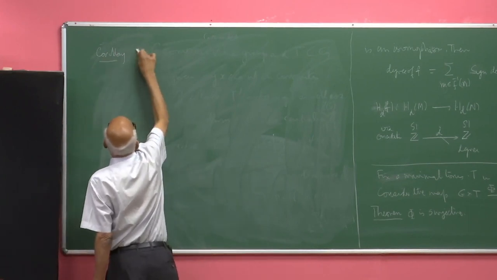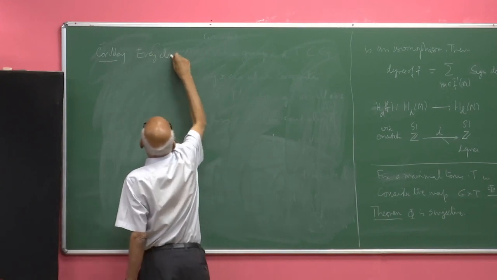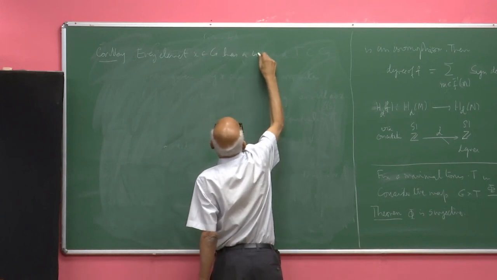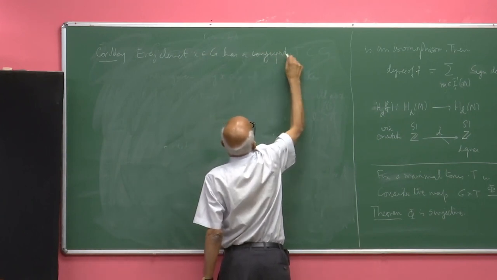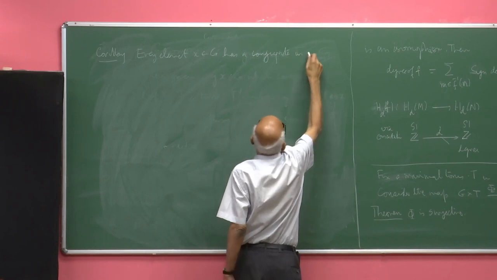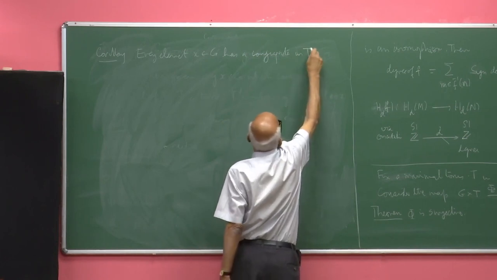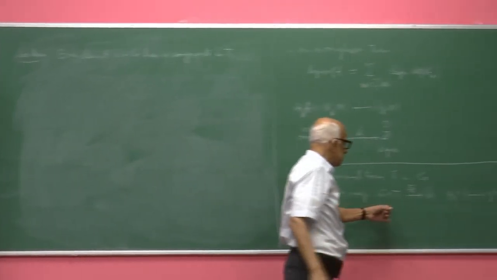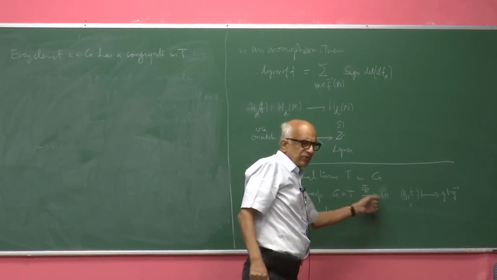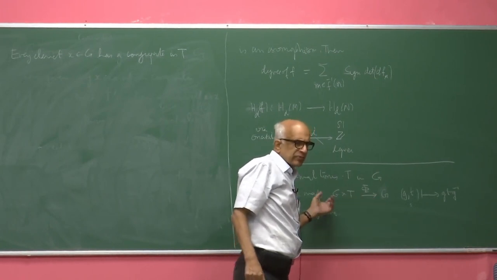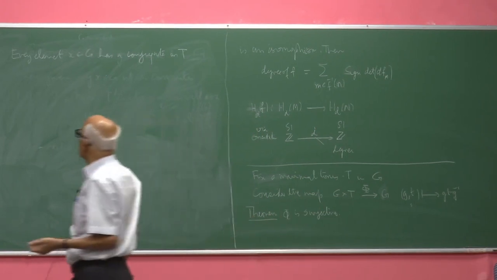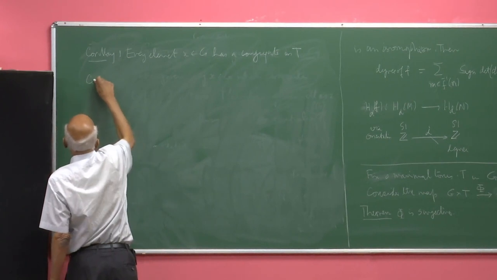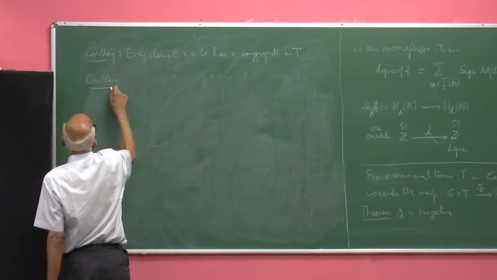Corollary: every element x in G has a conjugate in T. The set of elements which has a conjugate in T is obviously the image of phi, and once phi is surjective, then every element has a conjugate in T. That's clear. Okay.